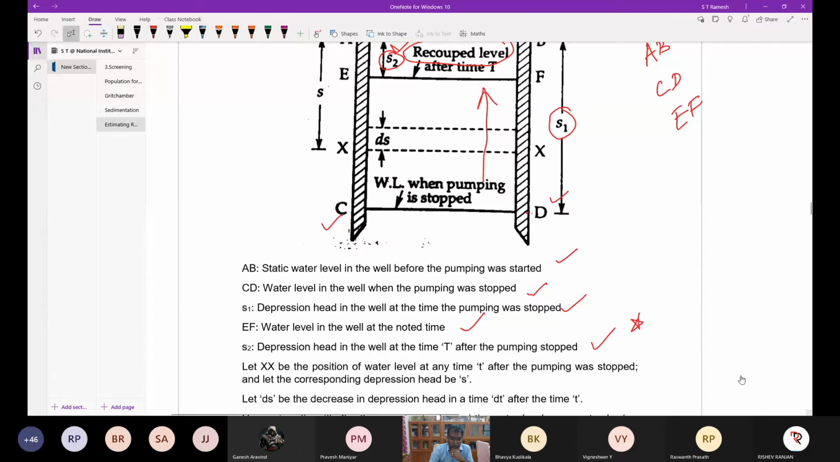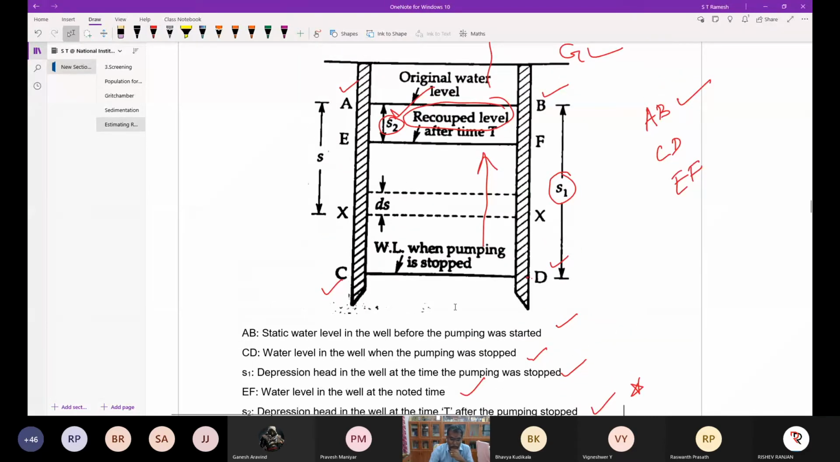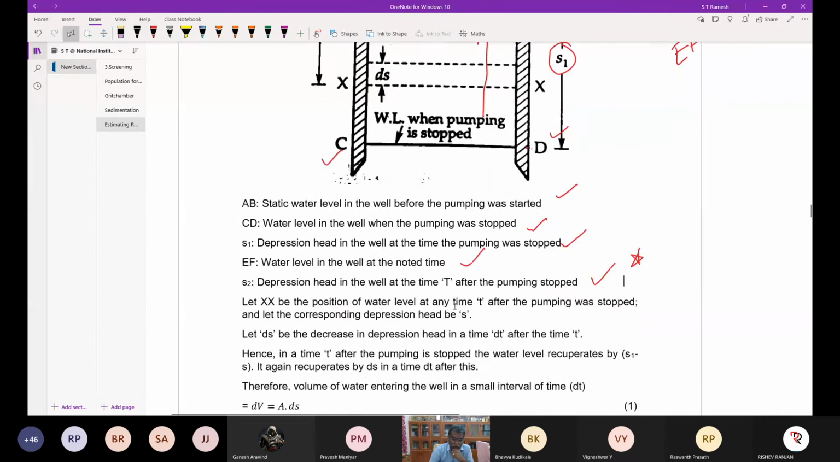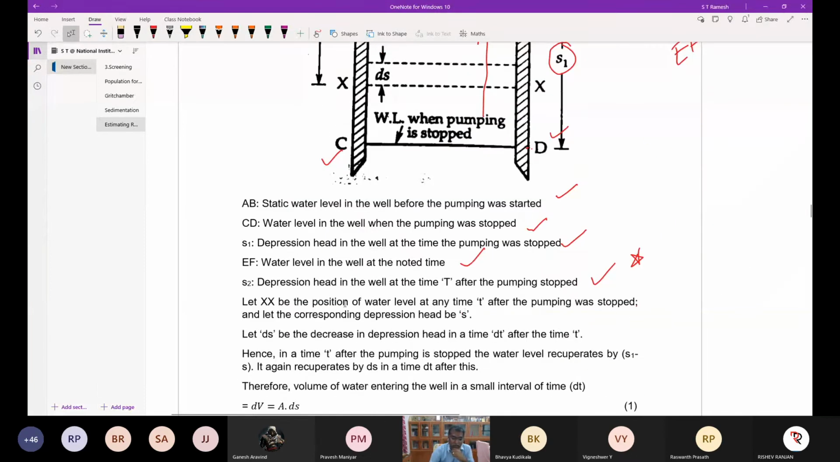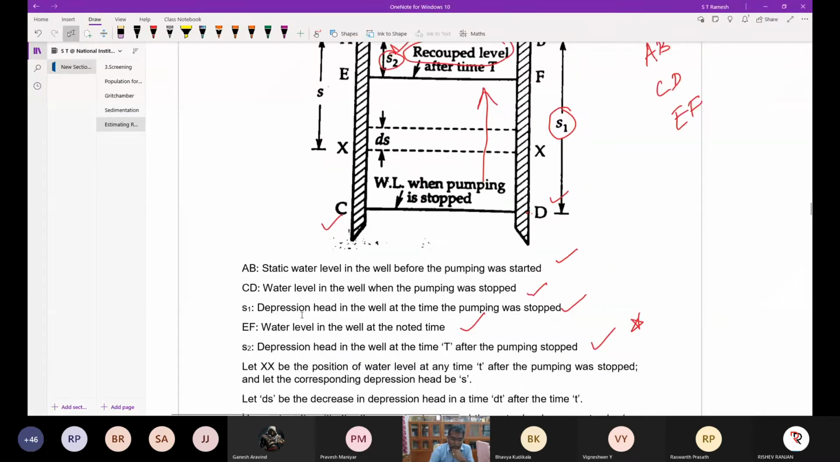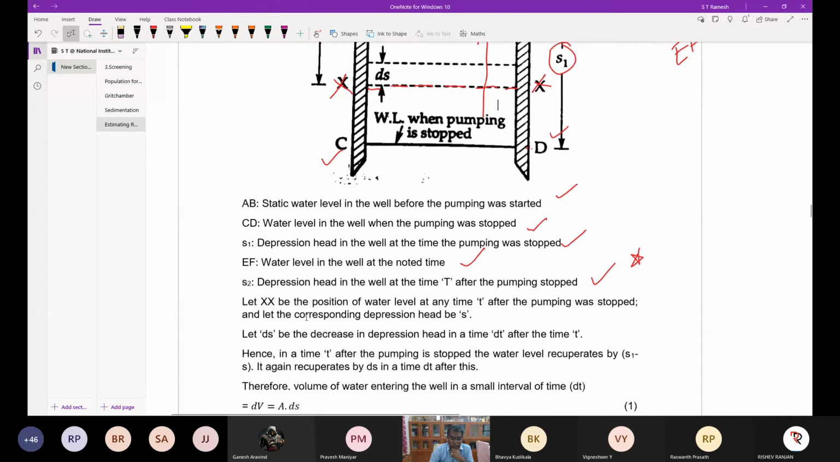Okay, so now we have to solve this situation to find out what is the Q value. I cannot go with the full depth of the aquifer or water level. What I may consider, please make a note: let x be the position of water level at any time T after the pumping was stopped, and let the corresponding depression head be S value. Have you got my point?